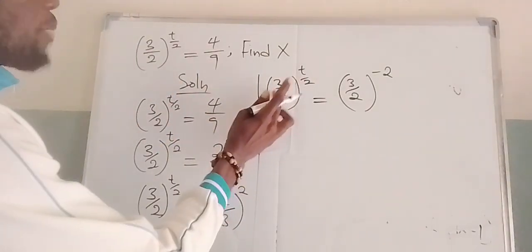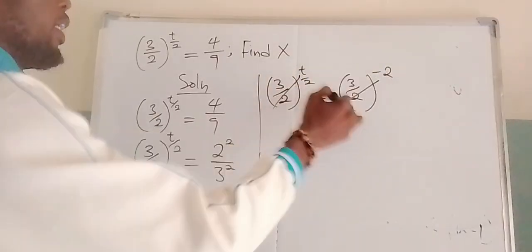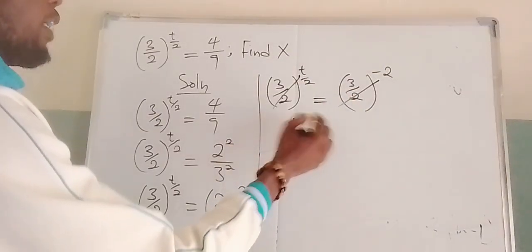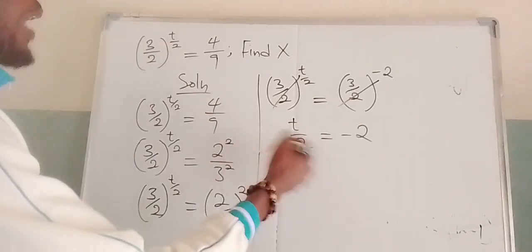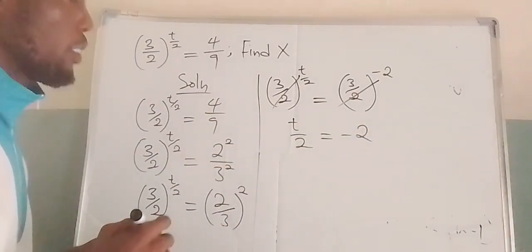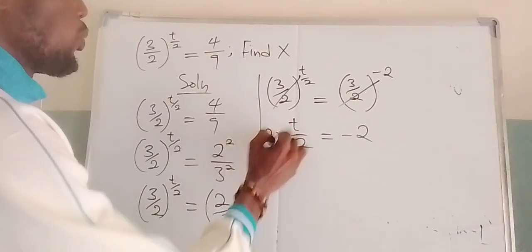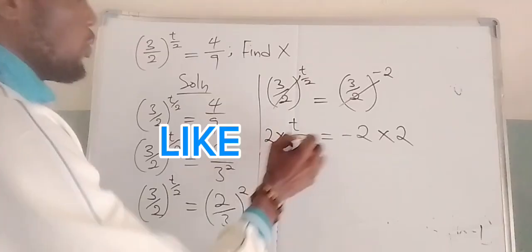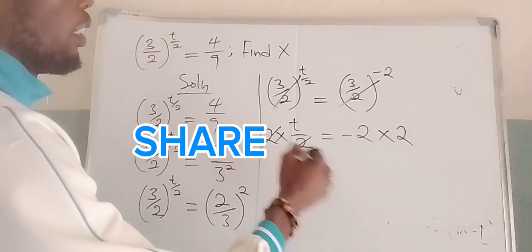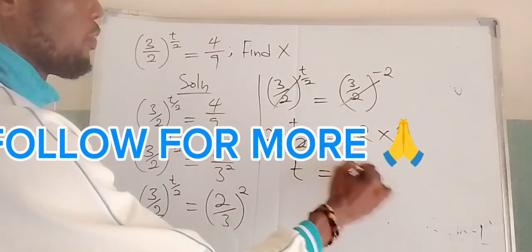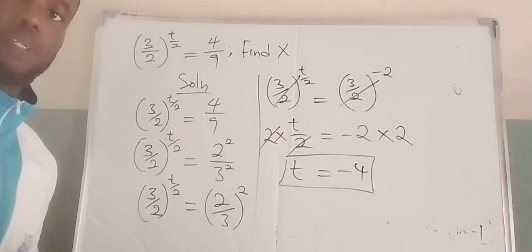At this point, the bases are equal, so I can equate the powers, or strike out the bases. I'll be left with x/2 equals minus 2. I multiply both sides of the equation by 2. The 2 cancels out with the 2, and x equals minus 2 times 2, that's minus 4. And this is the final answer. Thank you and God bless.